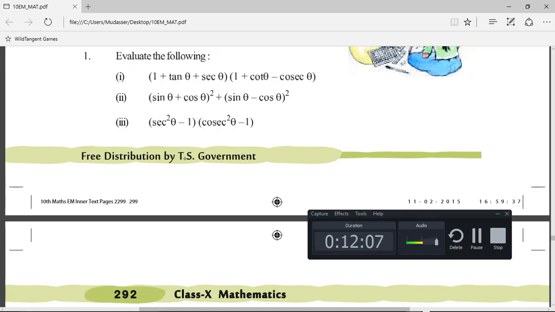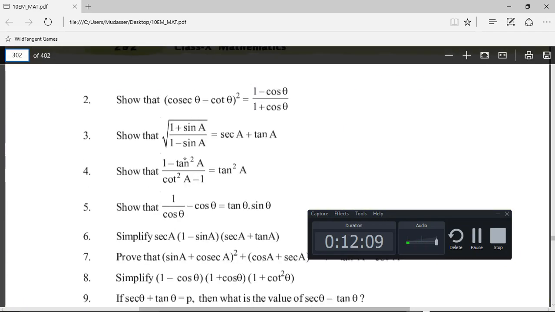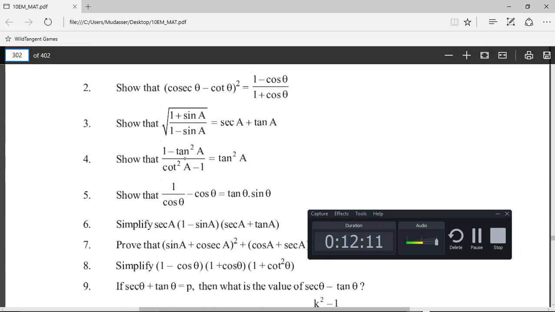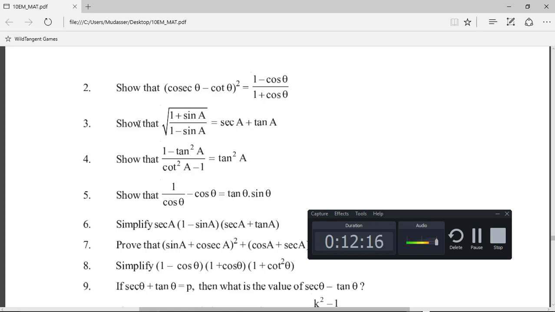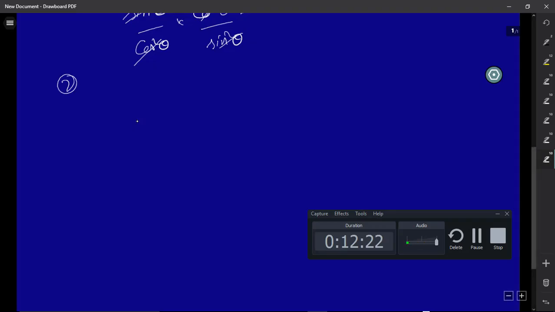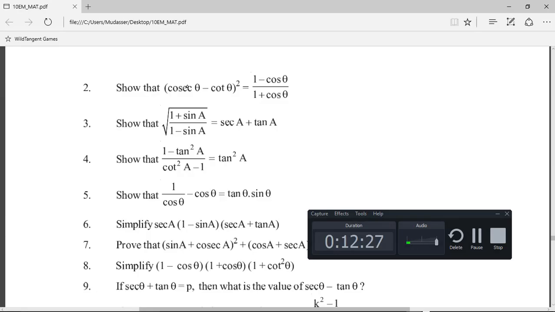Let us check the other bit here. Okay, so we have the second question. Show that (cosecant theta minus cot theta) whole square is equal to (1 minus cos theta) by (1 plus cos theta). So the question is (cosecant theta minus cot theta) whole square. I'll have to show it as (1 minus cos theta) by (1 plus cos theta).